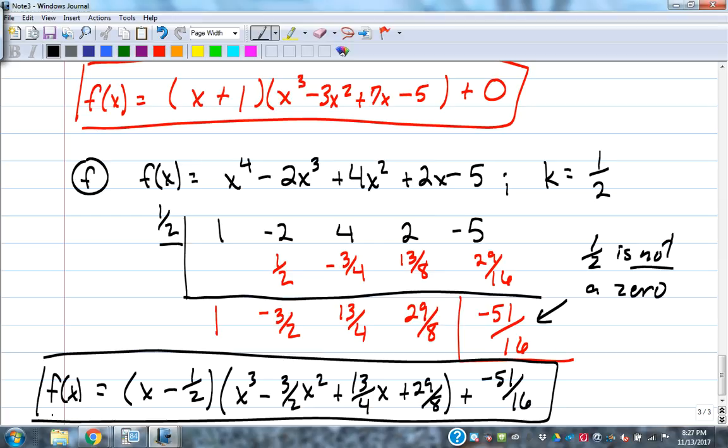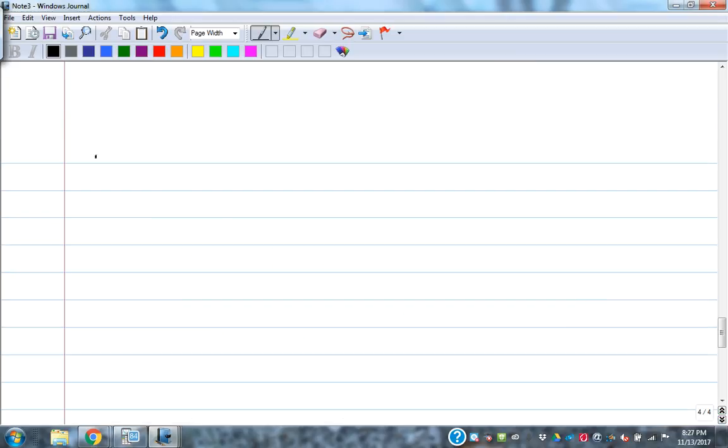So fractions, legal to do synthetic division with. Okay. Fractions are legal to do that with. Also, legal to do synthetic division with.